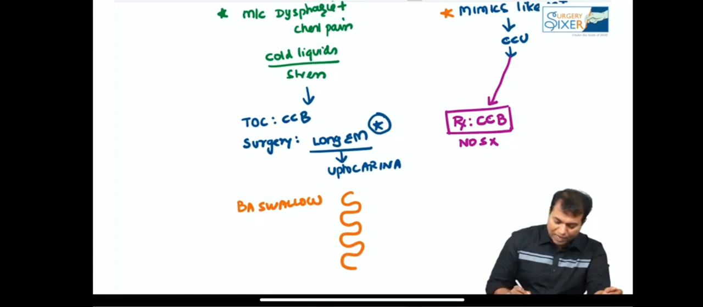So please remember the barium swallow findings of these two. The barium swallow of DES looks like this. What is this appearance? It looks like a corkscrew esophagus.